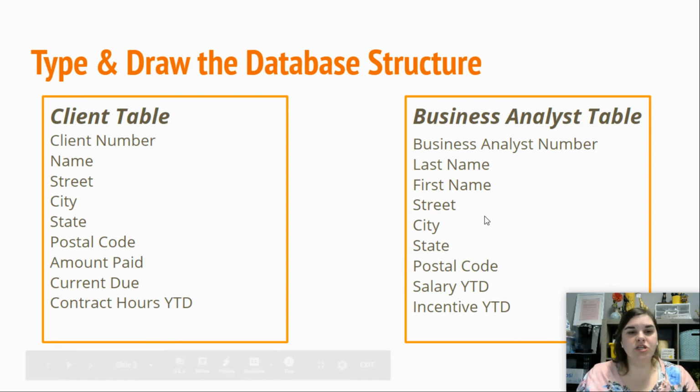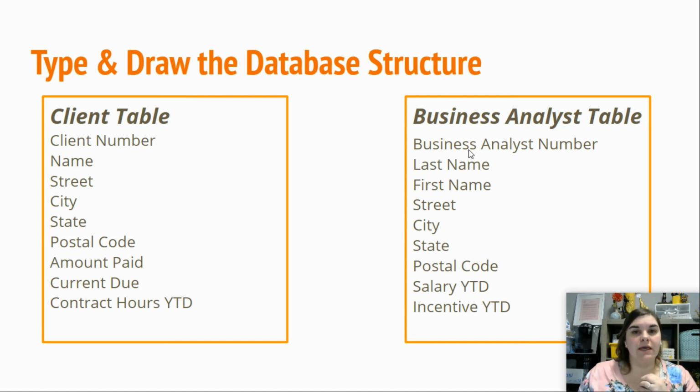So my next question to you is, which one of these unique values, client number or business analyst number, is going to show up in the other table? So I'm going to have you answer that question real quick on your own, and we're going to discuss it. But I want you to not only answer the question, I want you to tell me why. Why would you make that field show up in both tables?